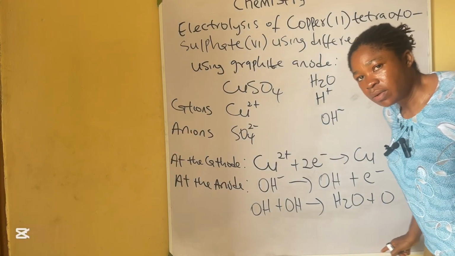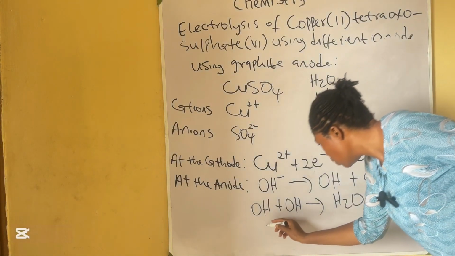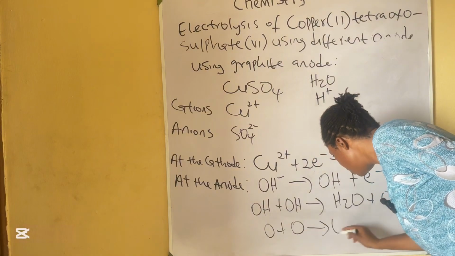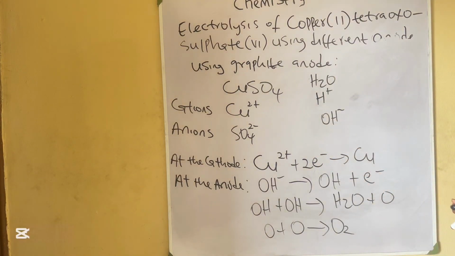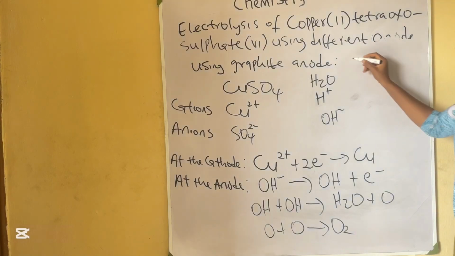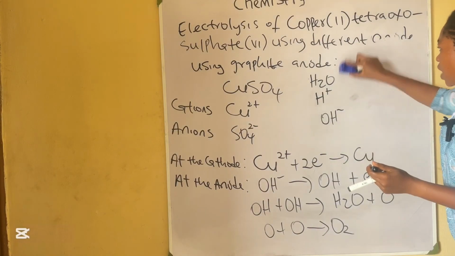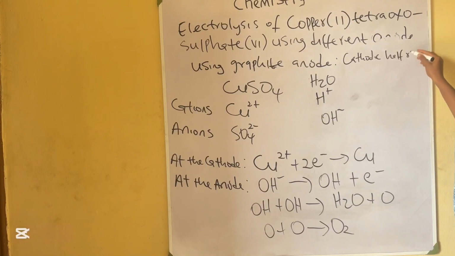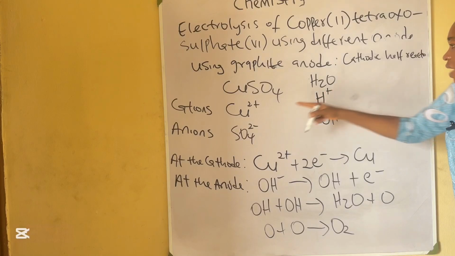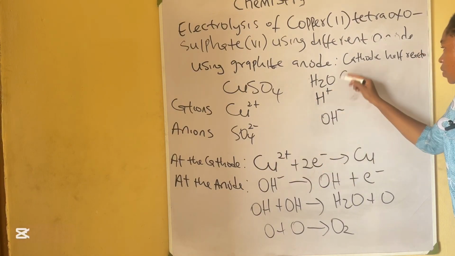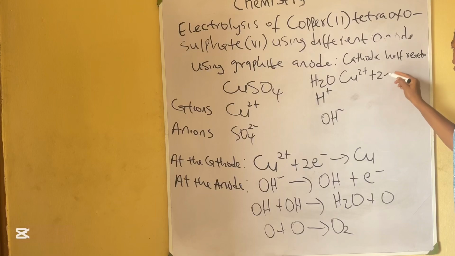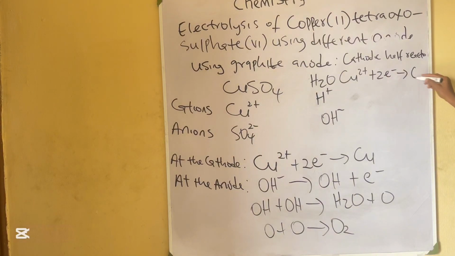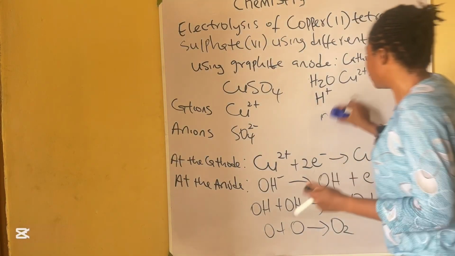The atomic oxygen is not stable, so it's going to pair up to give oxygen gas. Okay, so what we have here is the same as the other one. We are going to have anodic and cathodic half reactions. Let's look at the cathodic half reaction. So you have the cathodic half reaction: Cu2+ plus 2 electrons to give Cu.